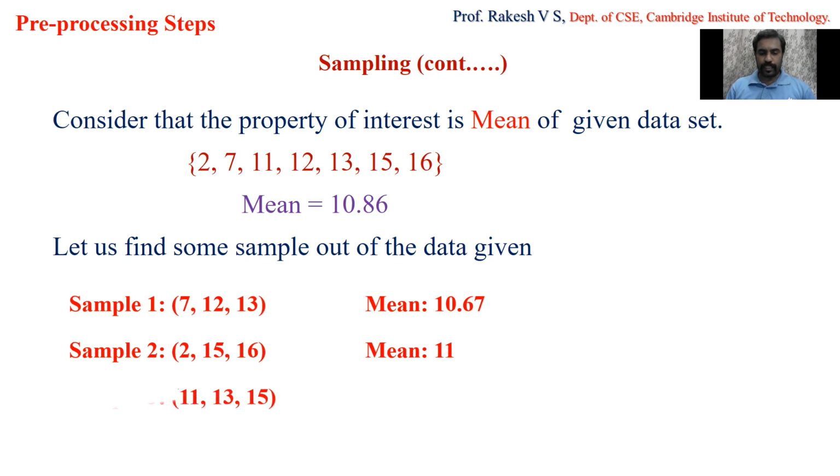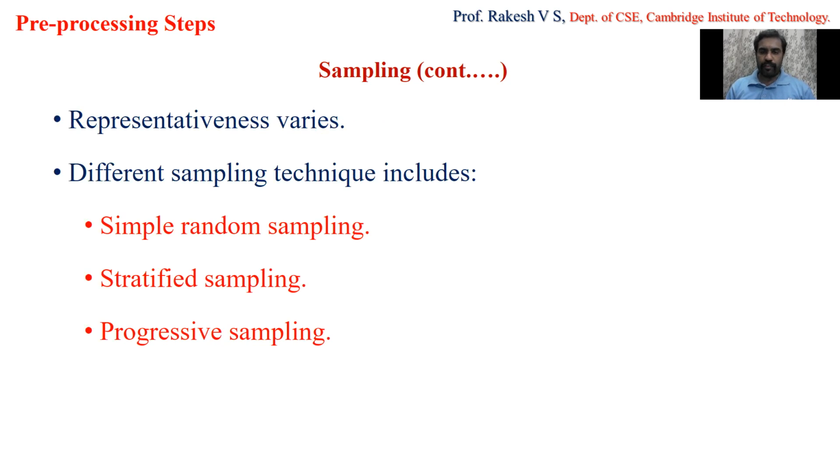Well, now I'll consider one more sample, which is 11, 13, 15. I'll calculate the mean for this. The mean of this third sample that we have considered is 13, which is slightly more than the other two samples. Hence, from this observation, I can come to the conclusion that these two means and their respective samples are representative samples. In actuality, the representativeness of various samples is different.